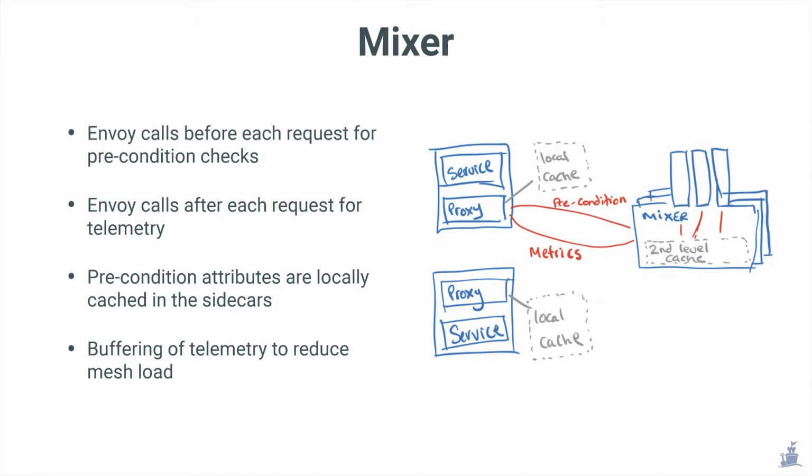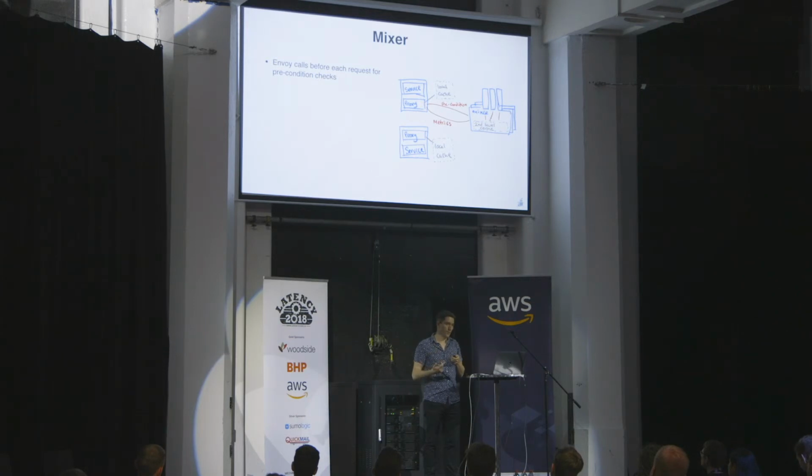So Mixer is responsible for kind of the precondition. So when a request comes in, the proxy will talk to Mixer. It'll do some precondition checks based on the configuration to determine what should happen. Should that actual request be allowed to occur, or should it be killed? It'll then let the request happen. It'll then call back with the telemetry information. So it's feeding that information back so that we can continue to track and observe what's actually happening with the mesh itself.